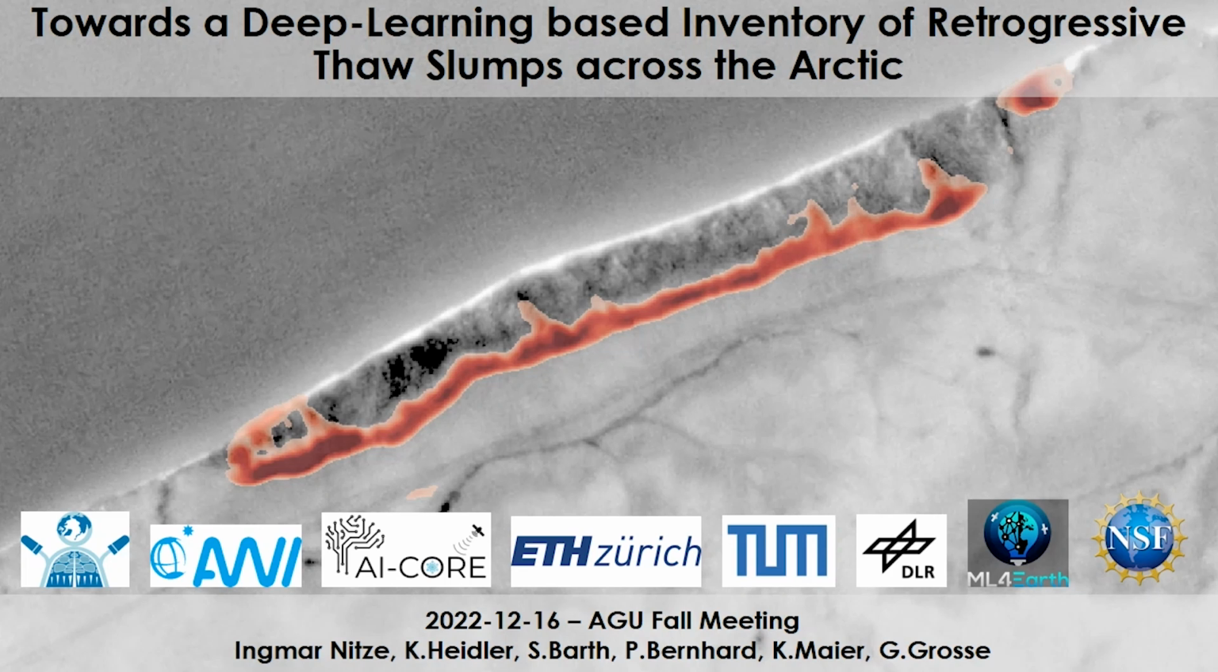Hello and welcome everybody. My name is I. Nitze and I'm here presenting my talk for this year's AGU: Towards a deep learning based inventory of retrogressive thaw slumps across the Arctic.